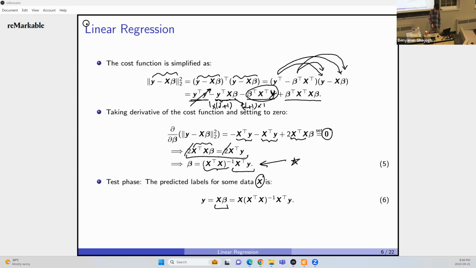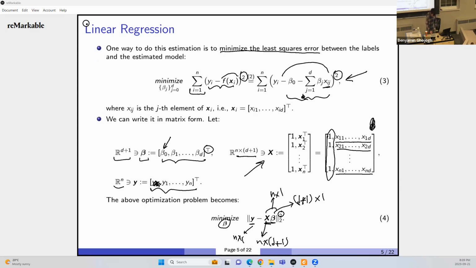The reason is, what did we minimize? Y minus X beta. What was X beta? The predicted labels. What was Y? The actual labels. The formula says that here: X beta is the predicted labels. So yes, let's use that in the test phase as well. Right? Did you understand? X beta is the predicted labels, so I use that.